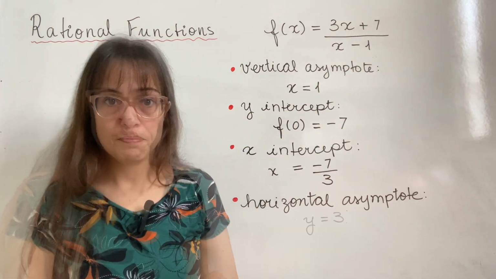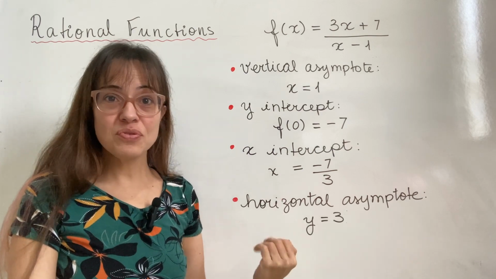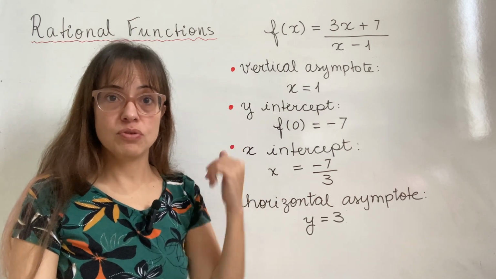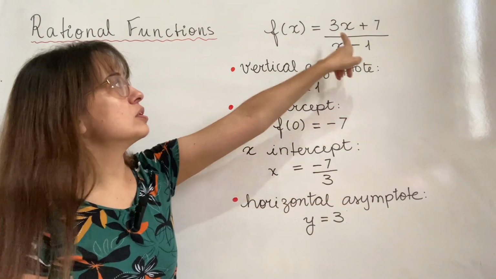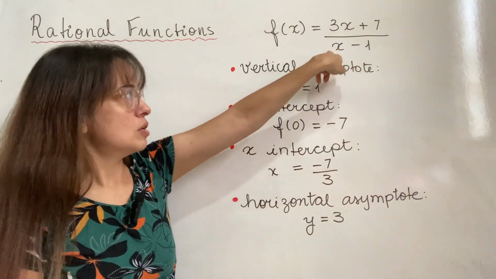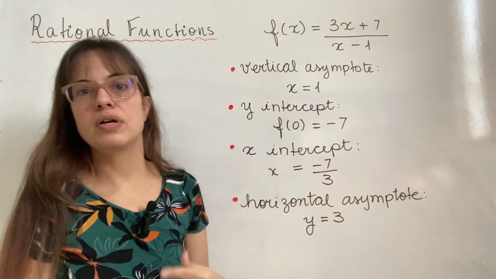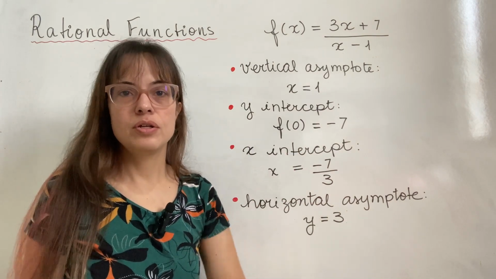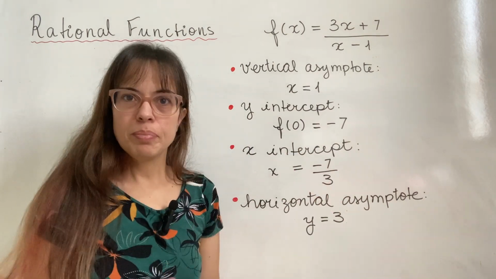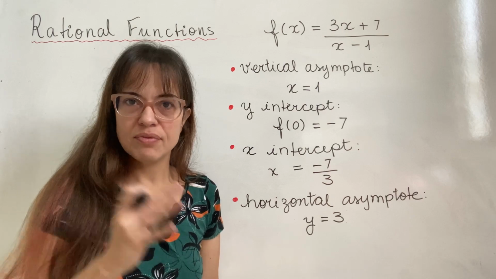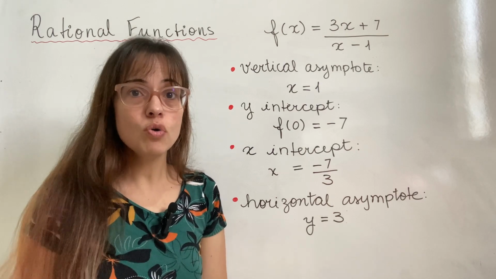Well, that's 3. So in short, in order to find the horizontal asymptote of a rational function, what do you do? You take the coefficient of x on the numerator and the denominator, and you divide one by the other, ignoring everything else. But please try not to memorize that in a vacuum like that, because you're going to forget.